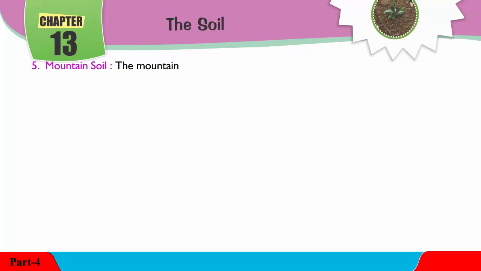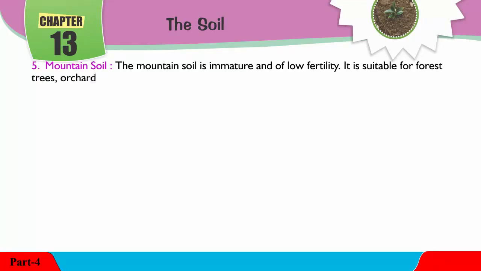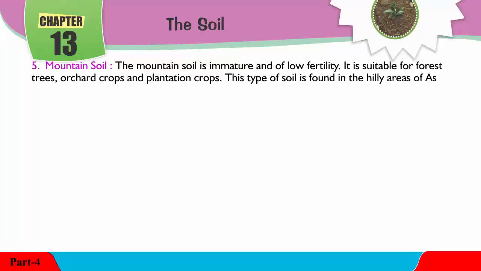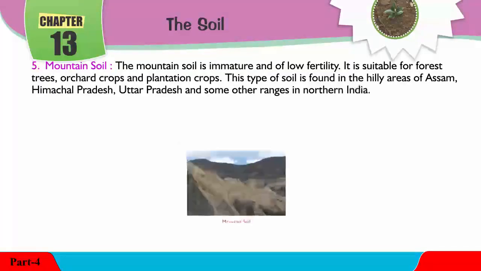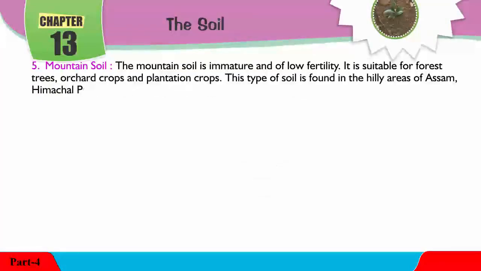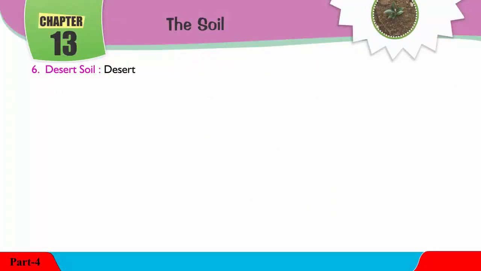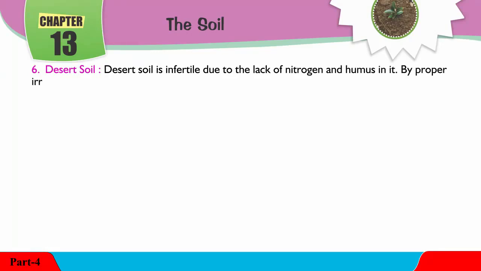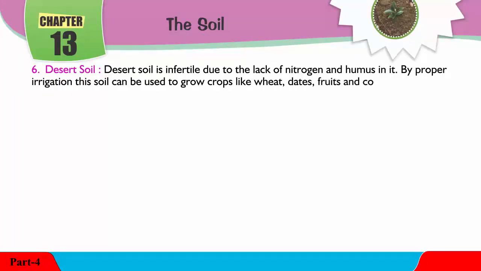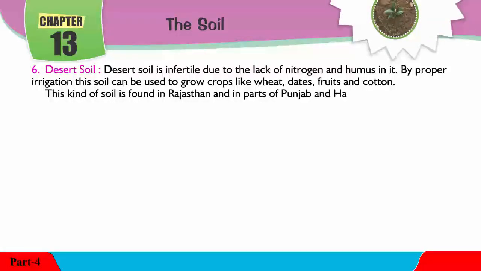5. Mountain soil. The mountain soil is immature and of low fertility. It is suitable for forest trees, orchard crops, and plantation crops. This type of soil is found in the hilly areas of Assam, Himachal Pradesh, Uttar Pradesh, and some other ranges in northern India. Mountain soil. 6. Desert soil. Desert soil is infertile due to the lack of nitrogen and humus in it. By proper irrigation, this soil can be used to grow crops like wheat, dates, fruits, and cotton. This kind of soil is found in Rajasthan and in parts of Punjab and Haryana.